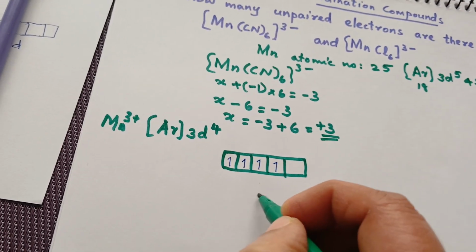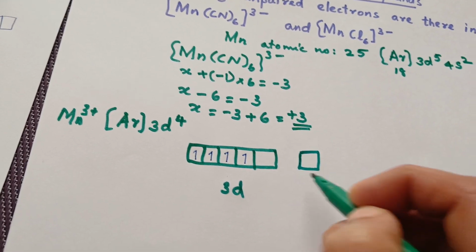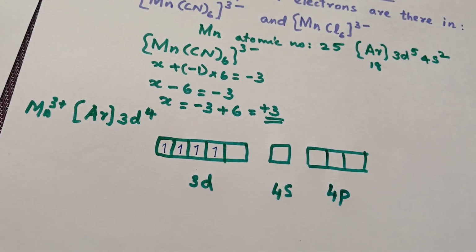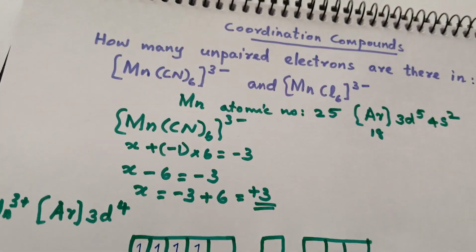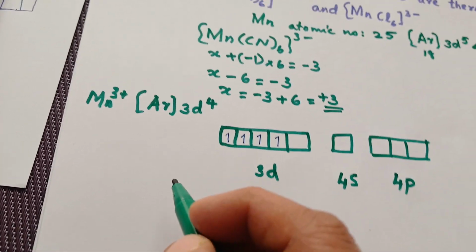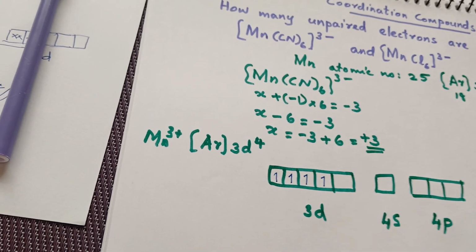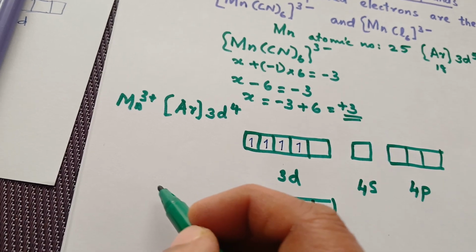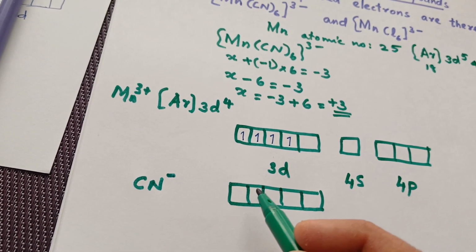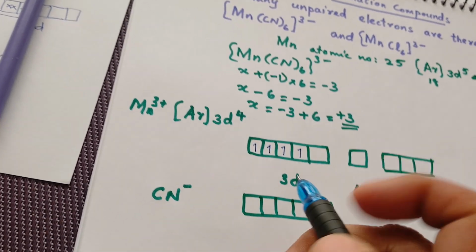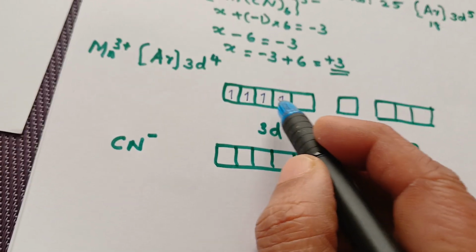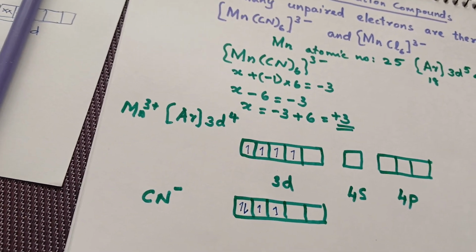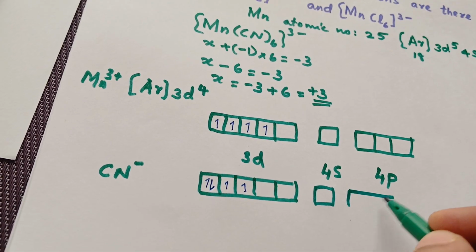Now this is the 3d orbital, we have the 4s orbital and then 4p orbitals. So when the cyanide ions approach the central metal atom, let us see what will happen to the electrons. Cyanide ligands are strong ligands. So of these 4 electrons, 2 will get paired up like this and the other 2 will remain like this. Now we have the 4s here and the 4p here.